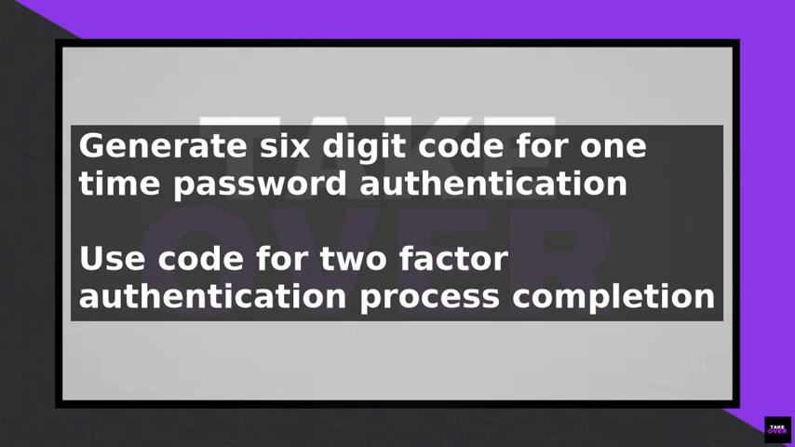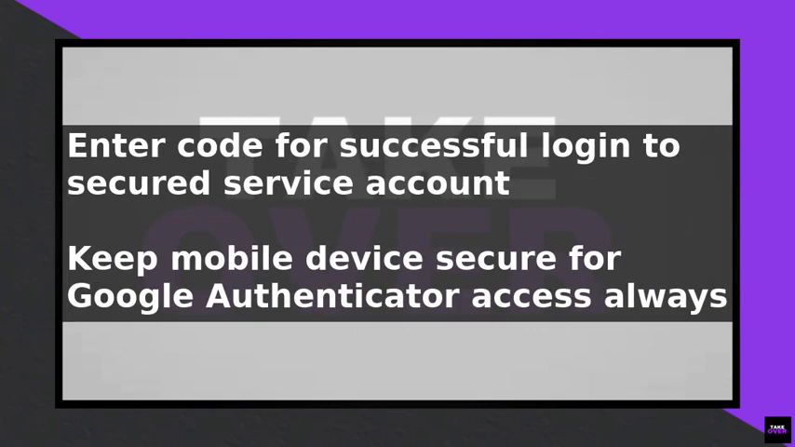It is essential to note that you need to have your mobile device with you whenever you want to access the secured service, as you will need to enter the 6-digit code generated by the Google Authenticator app. Best practices for using Google Authenticator include making sure your mobile device is secure, using a screen lock, and keeping your Google Authenticator app up to date.